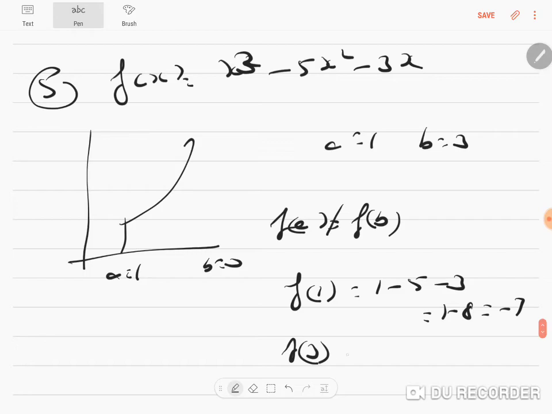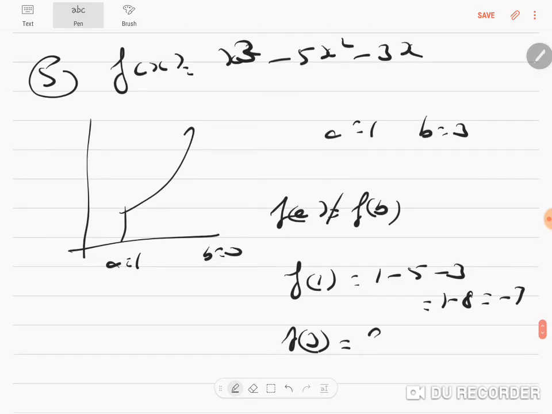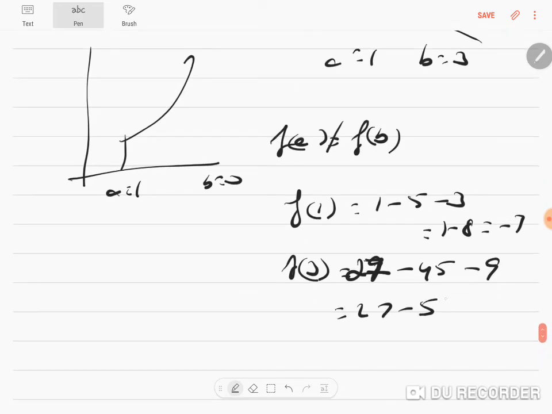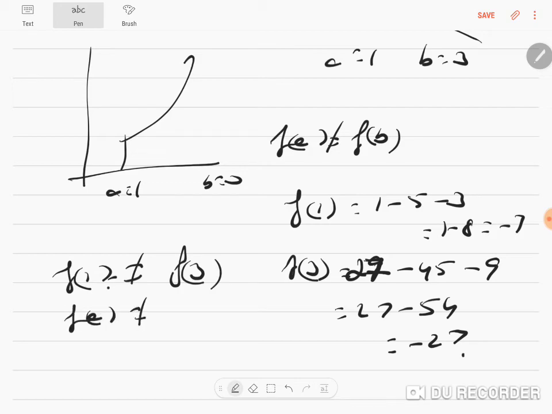What is f of b? F of 3: 3 cubed is 27, sorry. Minus 5 times 9, which is minus 45. Minus 3 times 3 is minus 9. So 27 minus 54 is minus 27. So f of 1 is not equal to f of 3. F of a is not equal to f of b.